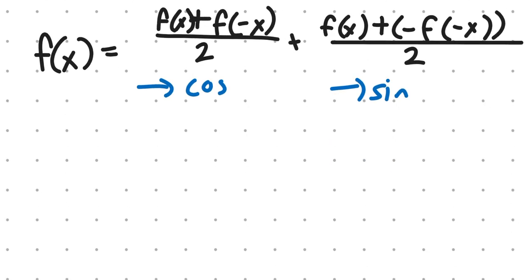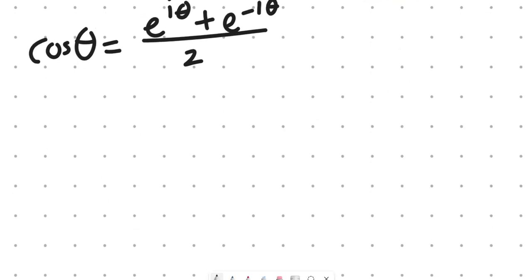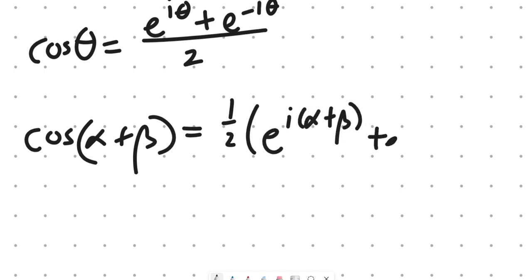So if we plug in f of x inside, then we would have that the cosine of theta is equal to e to the i theta plus e to the negative i theta over 2. Or in other words, when we want to use alpha and beta for our function, then cosine of alpha plus beta would be equal to 1/2 times e to the i times alpha plus beta plus e to the negative i times alpha plus beta.